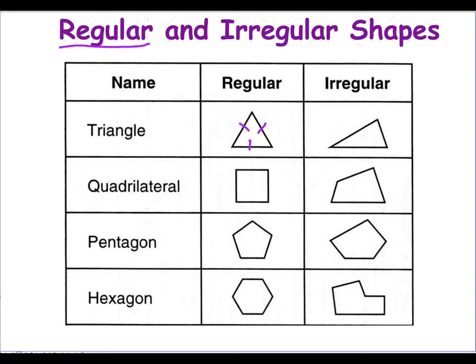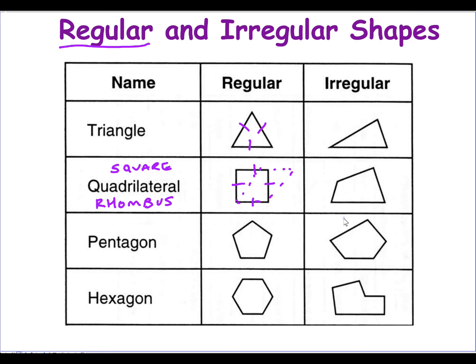The only regular quadrilaterals are the square, where all of the sides are the same length, or the rhombus. Now don't forget, the rhombus was a square pushed on its side. Irregular quadrilaterals are all of the rest. For example, a kite, a trapezium, a parallelogram. So anything with sides that aren't all the same.